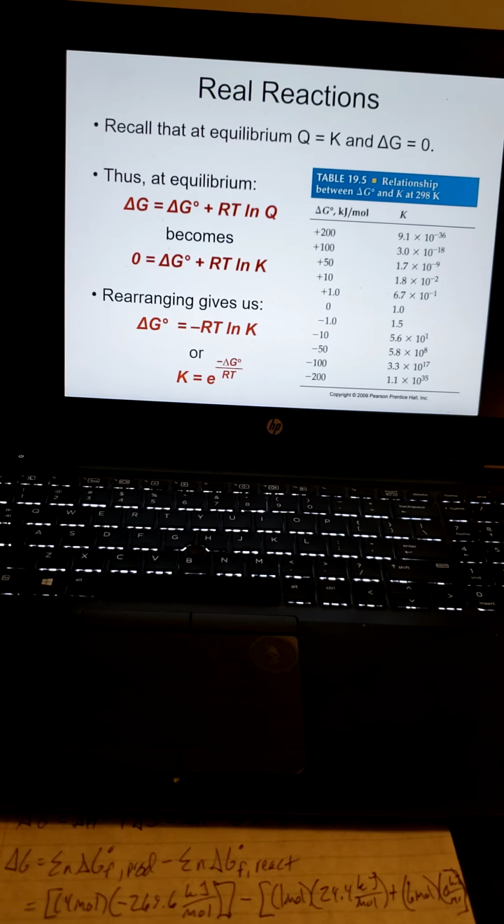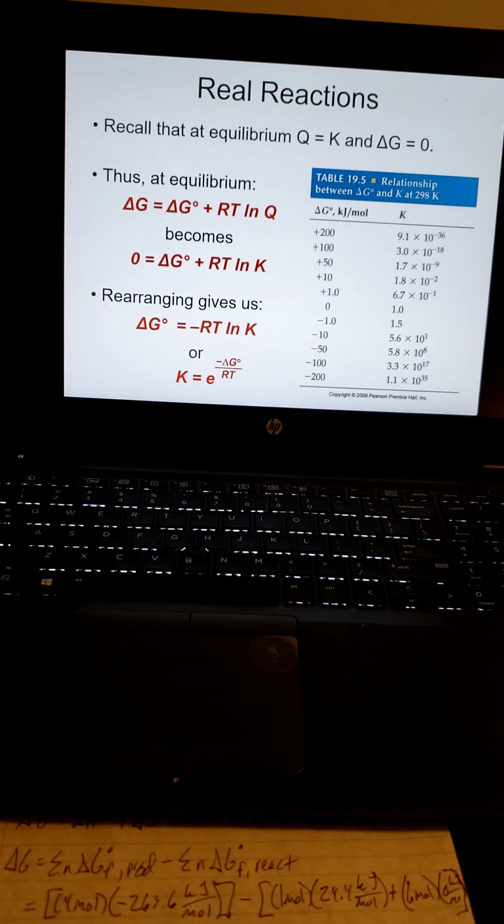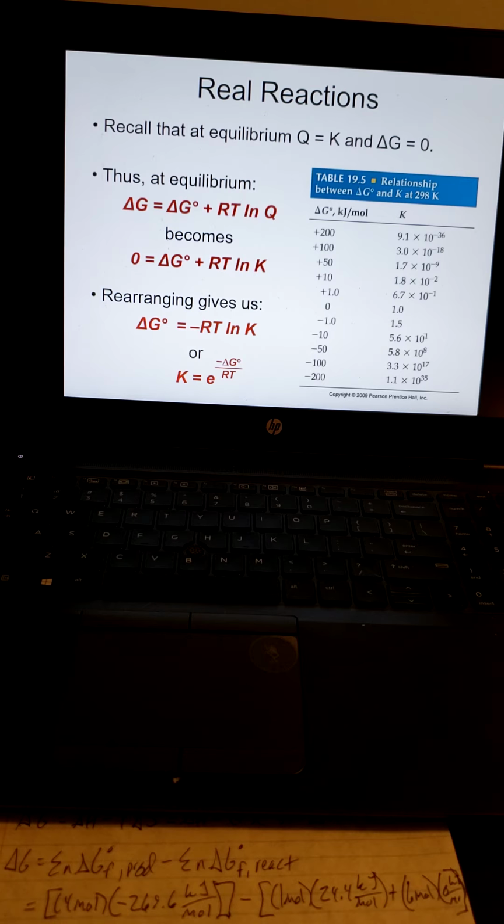And that's really important because what we see is there's an inverse relationship. And doesn't that make sense? Because when K is a really big number, what's favored? When K is big, the products are favored. So you should have a negative delta G, right? When K is really small, it's reactant favored. So you should have a positive delta G because it's spontaneous in the reverse.